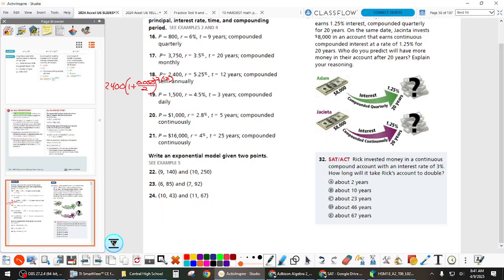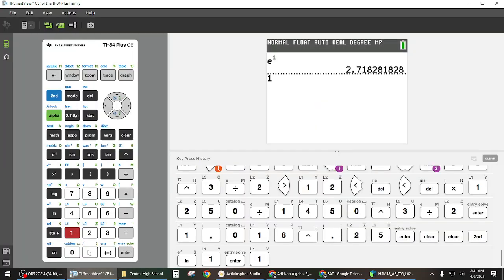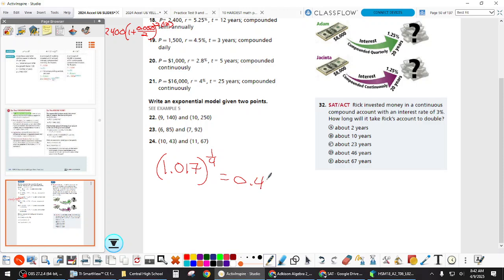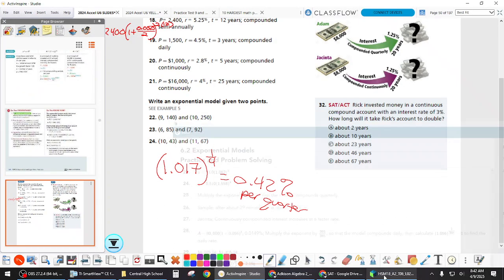Alright, 25 isn't on here, so let me just write it. Oh, I know what I did. 25 should be 1.017 to the 1/4 for quarterly. So 4.42%. Yeah, that one didn't have it. Okay, any others we need to do? No. I understand what I did.